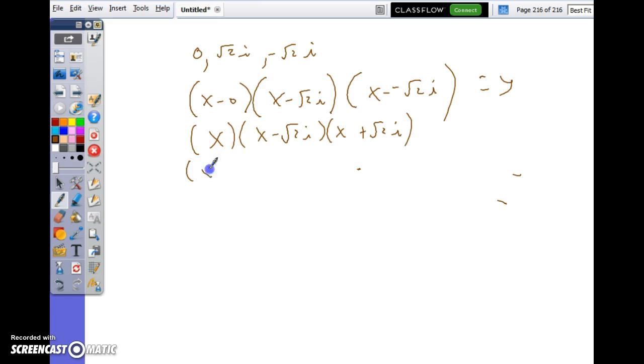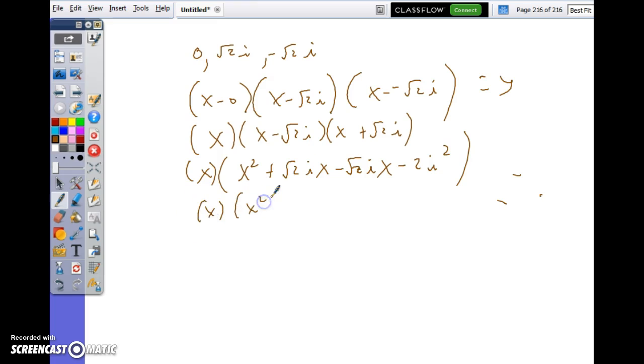Okay, so what am I going to do? First, outers, inners, last. You know how to do this. First, what's x times x? X squared. Outers, x times √2i, that's √2ix. Looking bad. Inners, -√2ix. That feels much better all of a sudden. Chris, are you good? And then -√2i times √2i. √2 times √2 is 2. So this becomes -2i squared. Is everybody good?